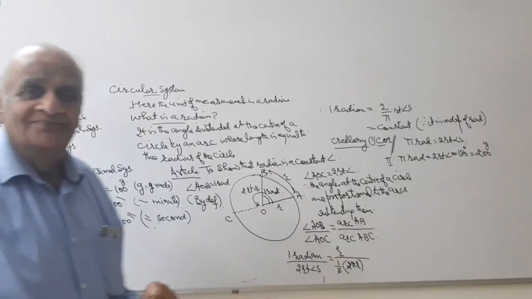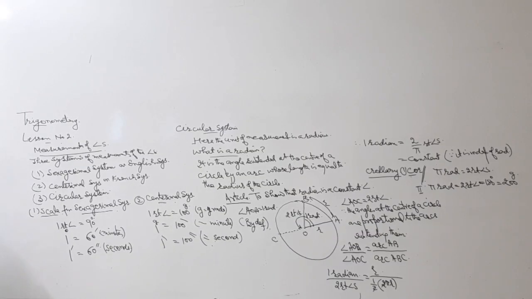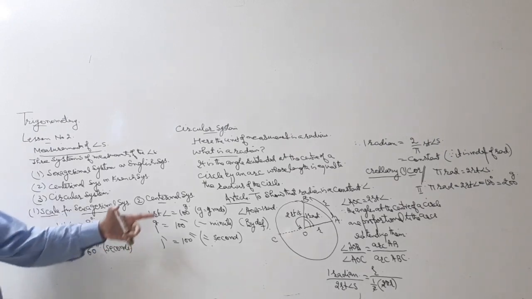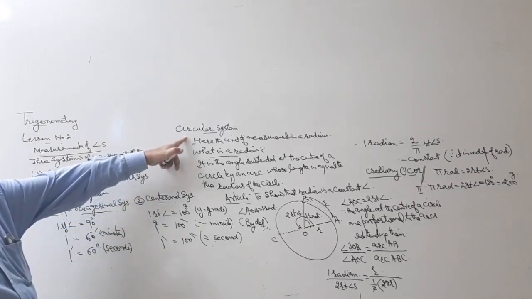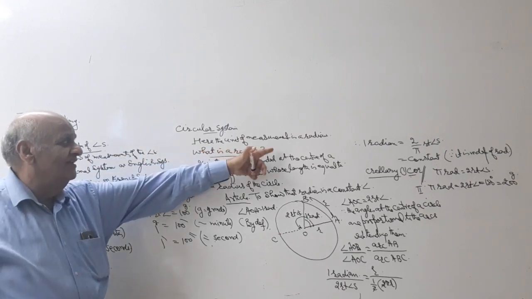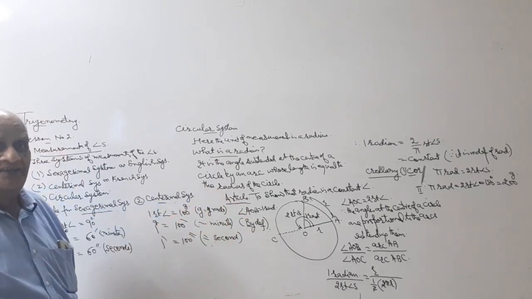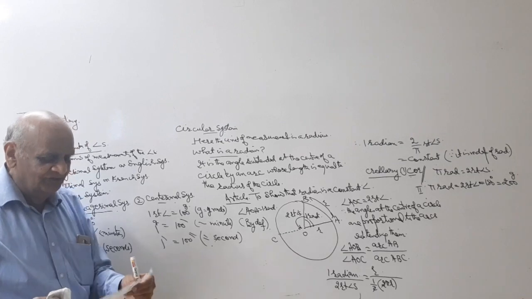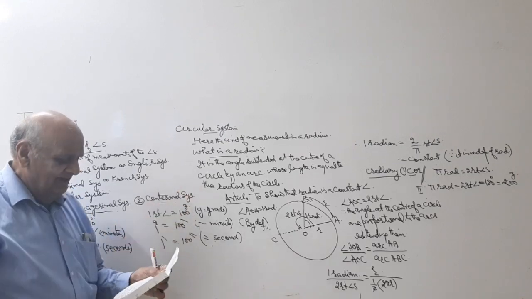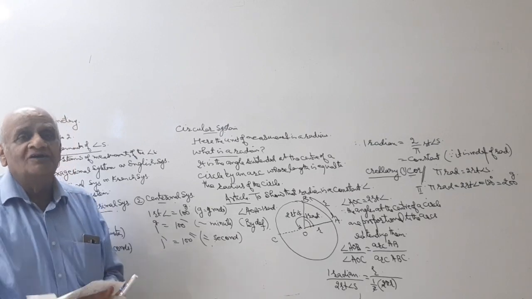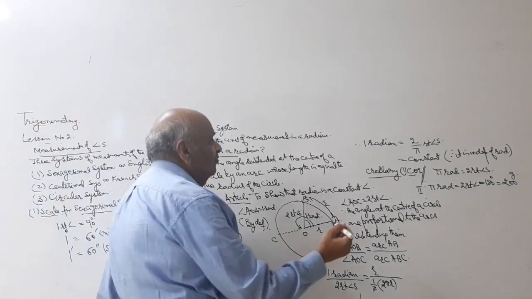Sufficient. Now let us take what we have done. Measurement of angles has 3 systems: sexagesimal, centesimal, and circular. In the circular system, the unit of measurement is a radian. The question is what is a radian and how to show that a radian is a constant angle. Now let us make this clear with the help of a few examples. But before that, write down a note.